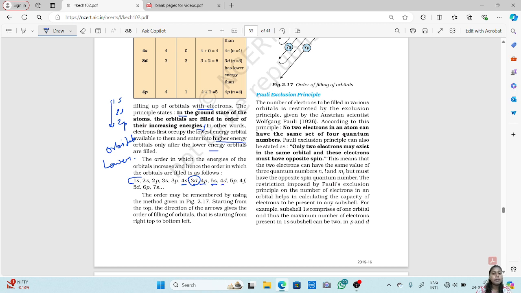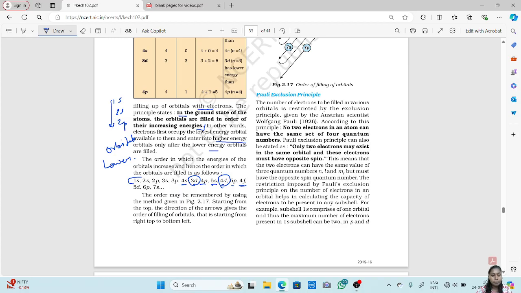After 5s will be your 4d, because 4d is higher in energy. Then 5p and 4f. 4f comes after 5p, because 4f has higher energy than 5p. So in this order the electrons are filled in the orbitals.